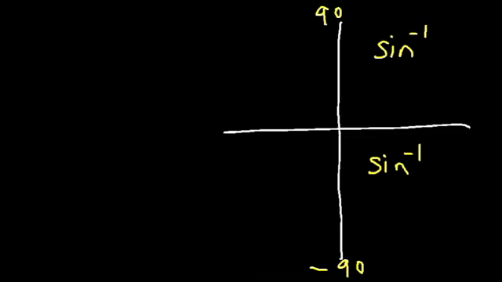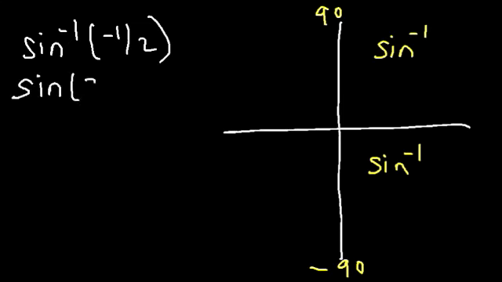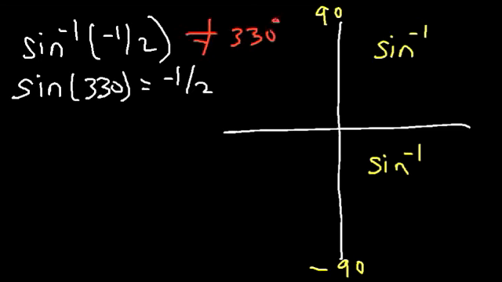So let's say you want to find the inverse sine of negative a half. Well, we know that sine is negative in quadrant 4. And we know that sine 330 is negative a half. However, the inverse sine does not equal 330. Even though 330 is in quadrant 4, 330 is not between negative 90 and 90. Inverse sine is limited between negative 90 and 90.